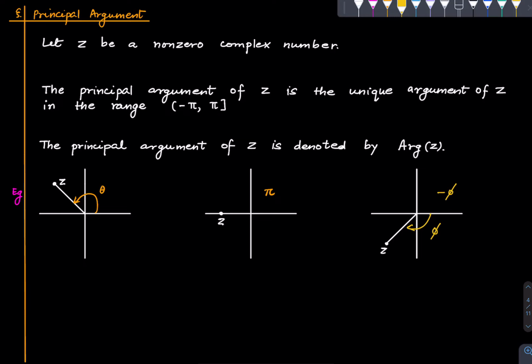A very simple observation is that if z is non-zero, then z upon mod z has the same principal argument as z. Principal argument is unaltered under scaling by positive reals, is all.